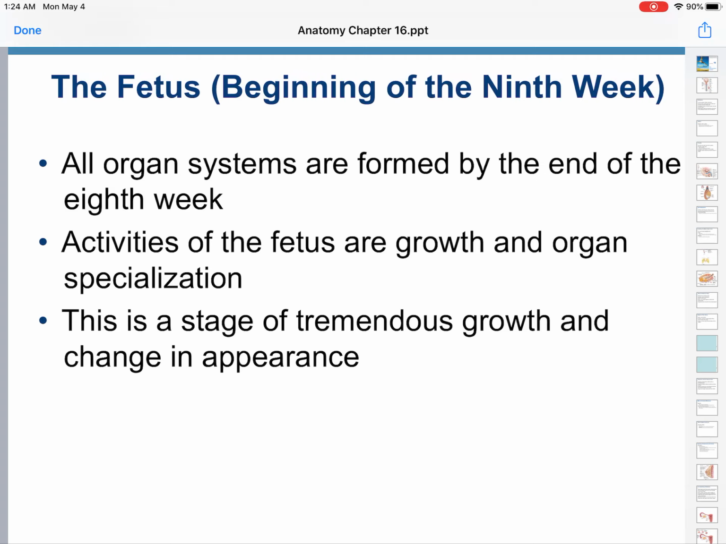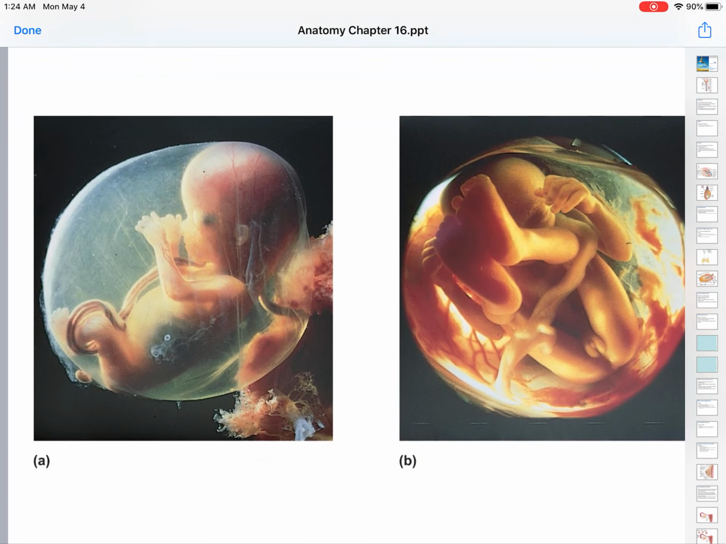This stage obviously has tremendous growth and a change in appearance. From a single cell to a human, the appearance change is vast, but because it is gaining in size, it is able to change that appearance very easily. Here are pictures of fetuses. You'll notice, even from the left to the right, vast change.